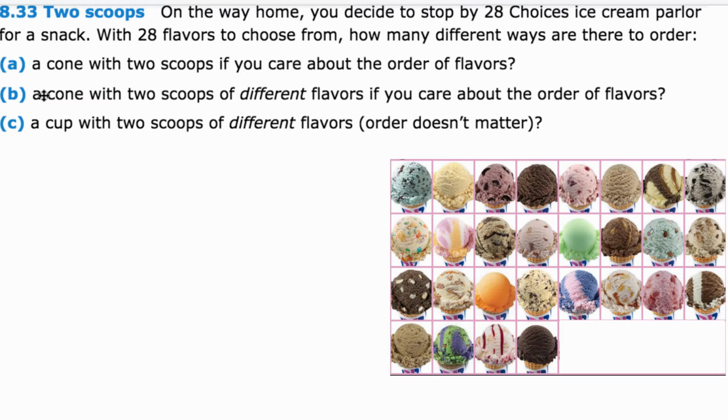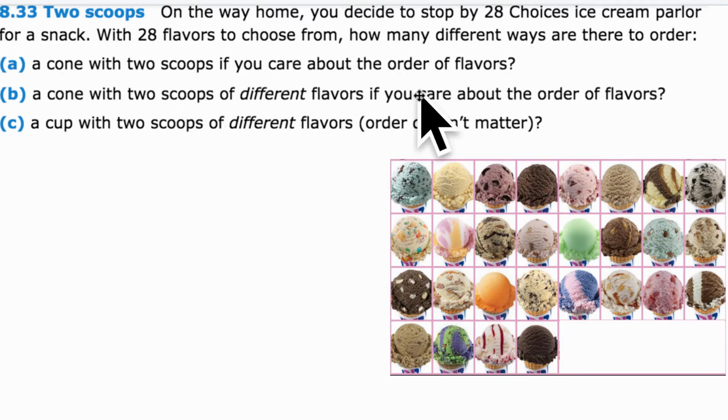So you have an ice cream parlor with 28 different flavors, not quite 31, close enough. With 28 flavors to choose from, how many ways are there to order a cone with 2 scoops if you care about the order of the flavors? So that's the only thing that matters, is that we care about the order. In other words, mint chocolate chip vanilla is different than vanilla mint chocolate chip, or chocolate chip is different than chocolate chip chocolate. We're going to count those as different things.